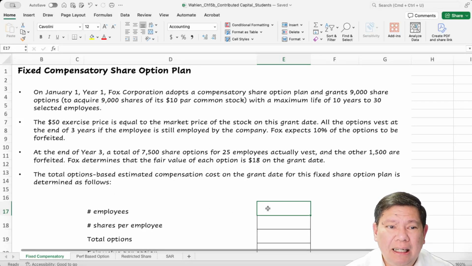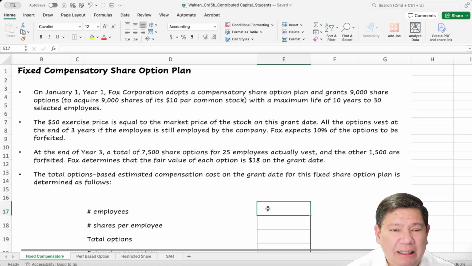Hello everyone, in this video we're going to talk about fixed compensatory share option plan. So the company gives its employees compensation in the form of share options, or the rights to purchase company stock. And this is a fixed plan, so that means it's not depending on any performance, but the amount is fixed.